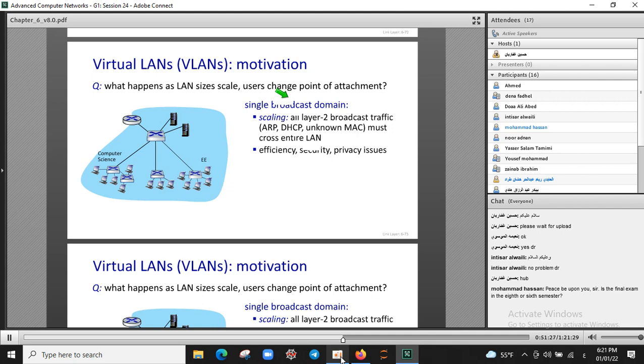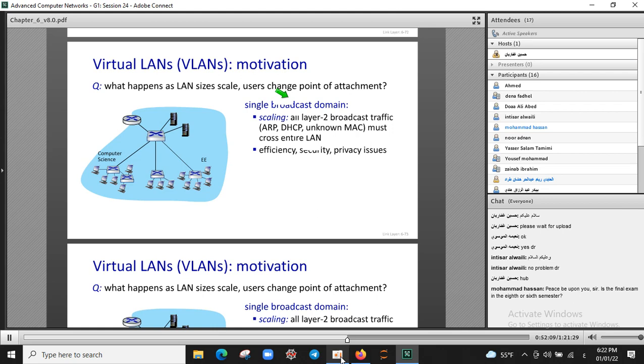So we are looking for small broadcast domains inside the network. When we are talking about, for example, ARP packets, DHCP packets, or unknown MAC addresses, in all of these cases and some other protocols, the hosts are sending broadcast messages, broadcast frames. So this strategy is not efficient.